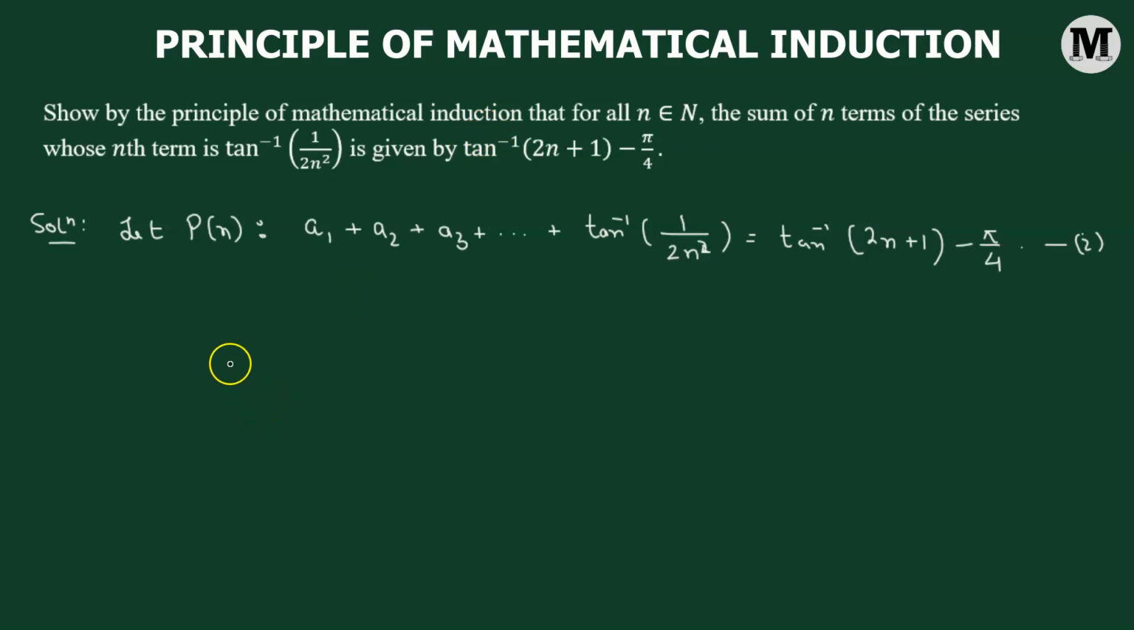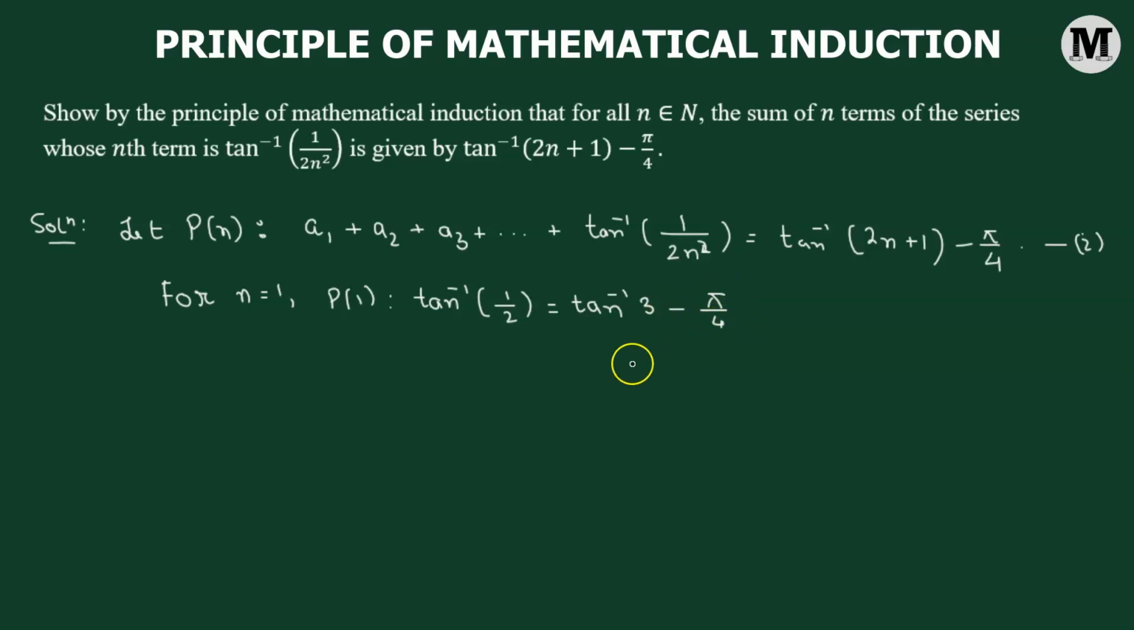So, okay. Let us now begin. Here we will first check whether the statement holds true if we consider n equals to 1. So for n equals to 1, we have the statement P of 1. We take the nth term which is given to us and replace n with 1. That's going to be tangent inverse of 1 over 2, so tangent inverse of half. This is going to be equal to, on the right hand side, tangent inverse of 2n plus 1. When you substitute n with 1, we have 2 plus 1, which is simply 3. We have tangent inverse of 3 minus pi over 4.